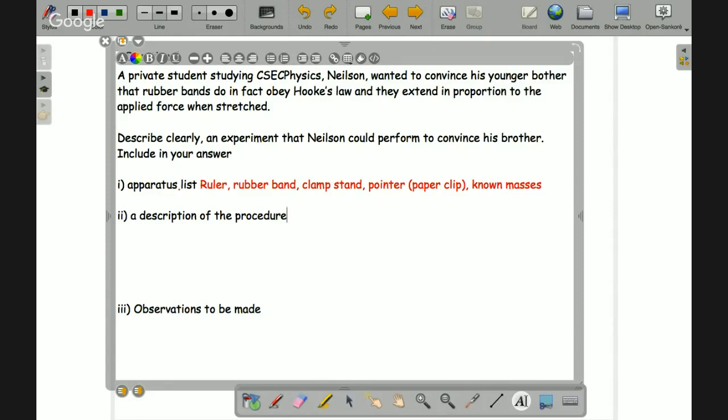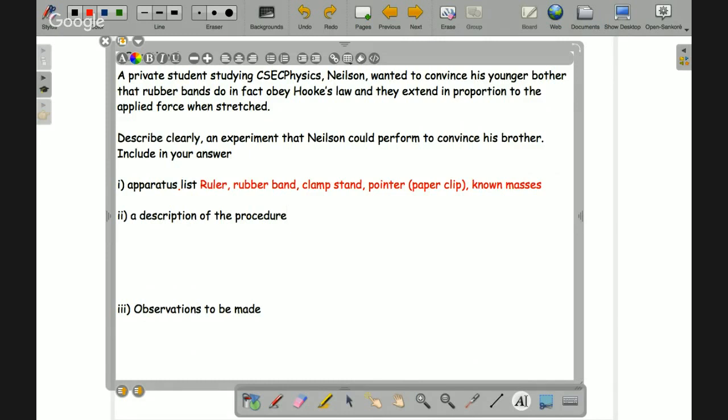So are you thinking about it? And if you remember what Hooke's law says, Hooke's law basically says that the extension of a spring is directly proportional to the stretching force, right? The extension of the spring is directly proportional to the stretching force. So what Nielsen needs to do is to just perform an experiment where he can measure for various values of forces, the different extensions, and then see if the force is directly proportional to the extension. That's all Nielsen really needs to do.